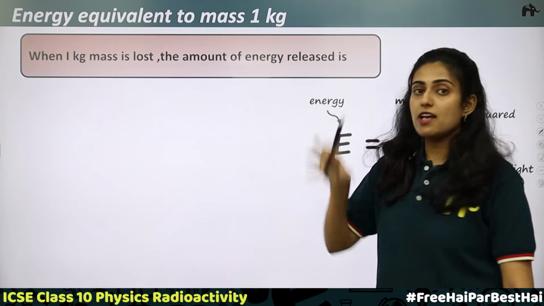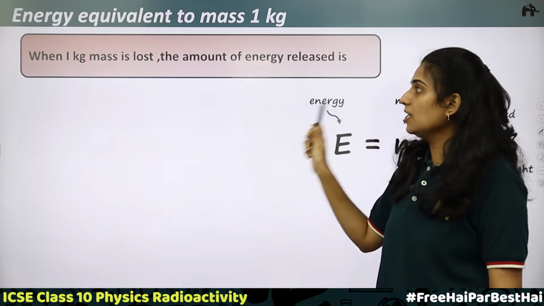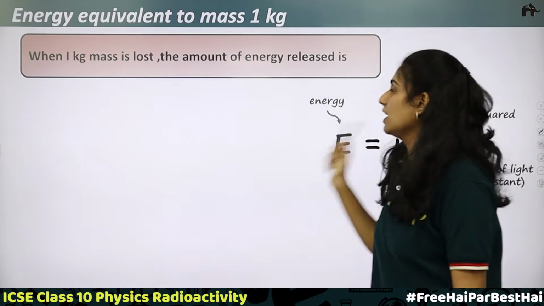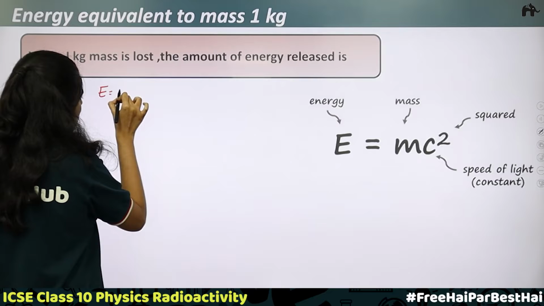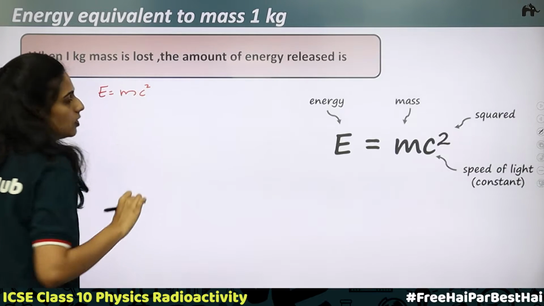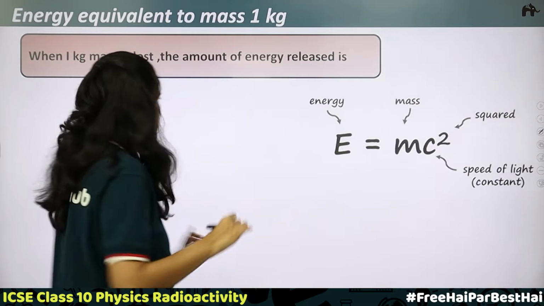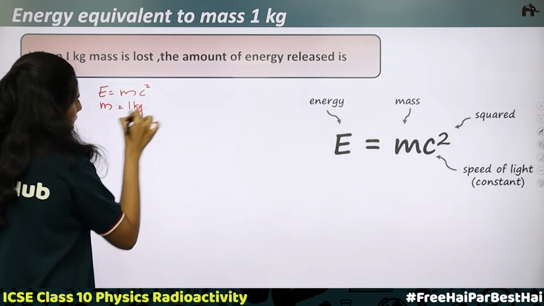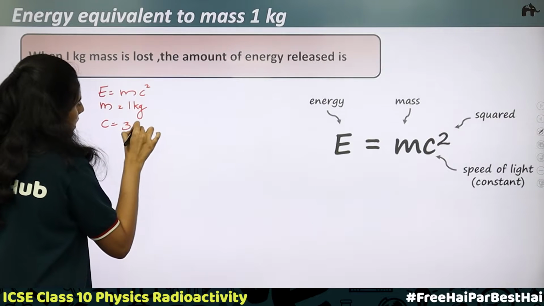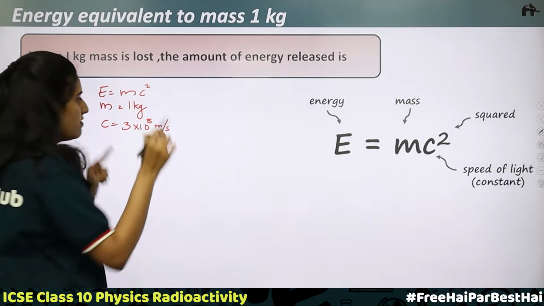Let us find the energy equivalent to a mass of 1 kilogram. We said that mass and energy are interconvertible. When 1 kilogram of mass is lost, we are going to find the amount of energy released. We have E is equal to mc square according to Einstein's relativity. Mass is given to be equal to 1 kilogram, and c is equal to 3 into 10 raised to 8 meter per second. Both these values we know.